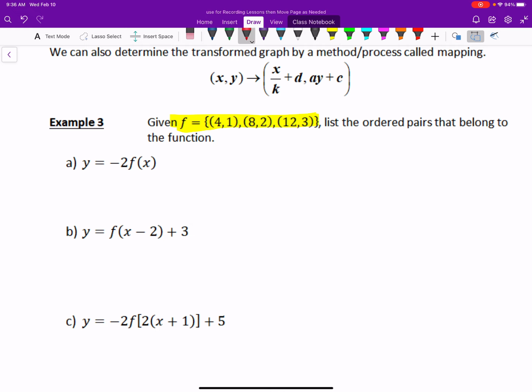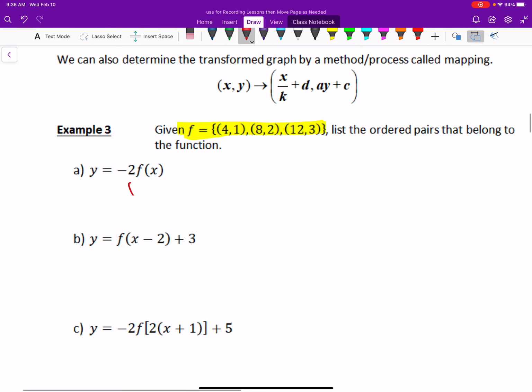Again, it's all about identifying what we have. Do we have a, do we have k, do we have d, do we have c? And then doing what we need to do. So this one is an a value because of where it comes from. It's right in front of the function, so that means I've got a vertical stretch, I've got a reflection in the x-axis, and I've got an a value of -2.